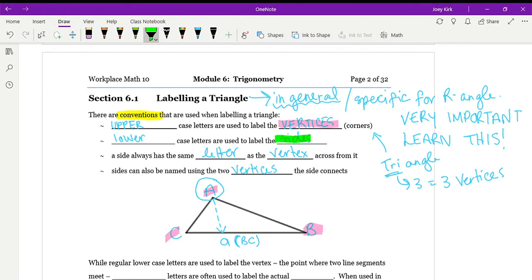Okay, so we're labeling the sides here. Side C is going to be directly across from C, so side little c. We could also call this side AB because it's between vertex A and vertex B. And then all the way over on this one, we've got side little b, which could also be called side AC because we are between vertex A and vertex C. Okay? So that's how you label a right angle triangle there.